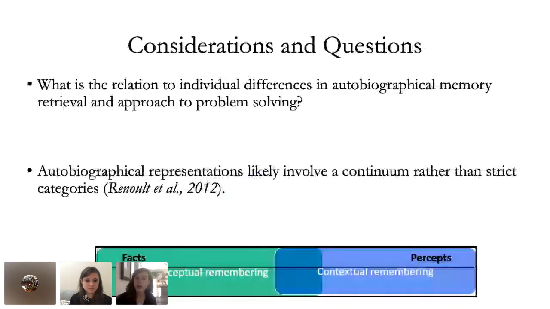So from there, I think there are a lot of interesting questions that we can consider. For one, we're interested in how these neural systems might underlie individual differences in autobiographical memory retrieval, and whether these differences are also apparent in approaches to problem solving. They also, I think, really do reinforce this idea that autobiographical representations can be formed anywhere along this continuum of content, from facts to percepts. And it really is about where you land on that continuum that's going to determine your current thinking.